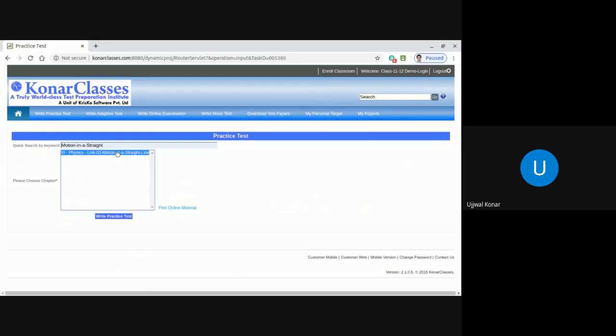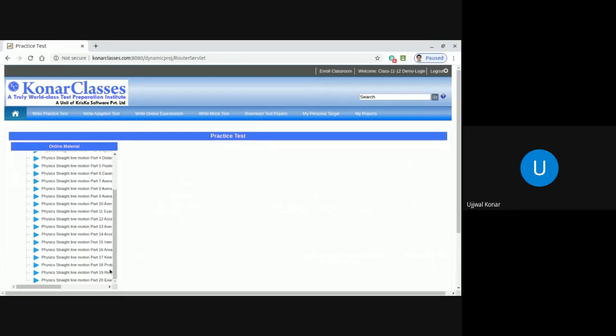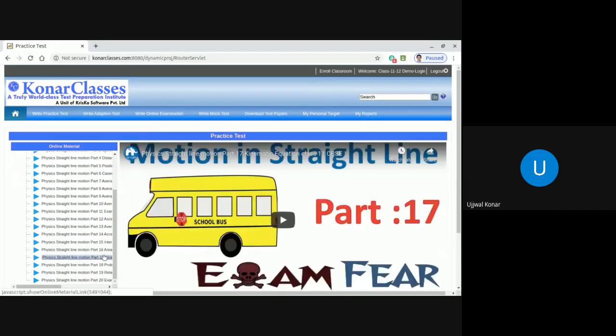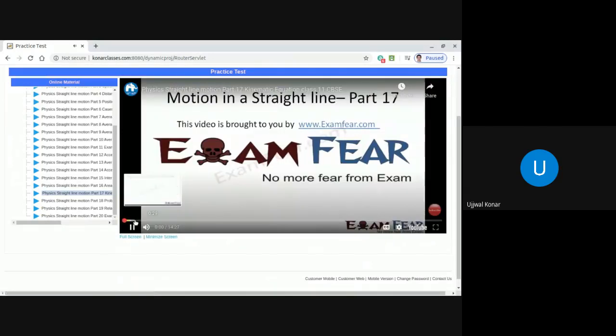If you click into motion in a straight line and you find online material, you find that there are a lot of lectures on motion in a straight line. Suppose you go to kinematics, kinematic equations. Now here I found this particular teacher has explained.